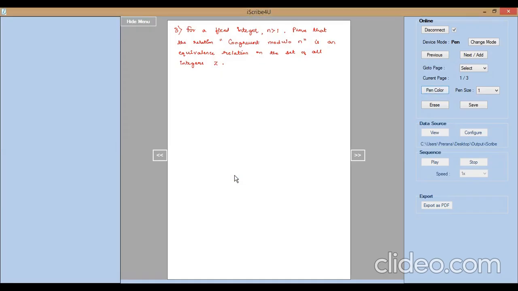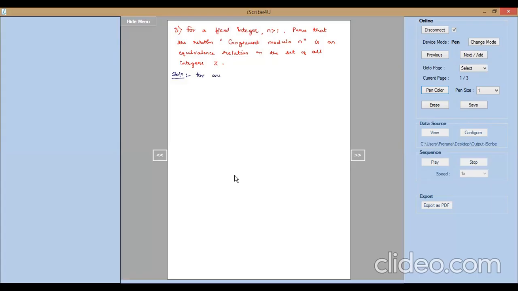So let's see the solution part. For any a comma b belonging to the set of integers, a is congruent to b modulo n is same as saying if a minus b is a multiple of n. So when do we say a is congruent to b modulo n is if it satisfies the condition that a minus b is a multiple of n. We'll write down that definition for modulo.